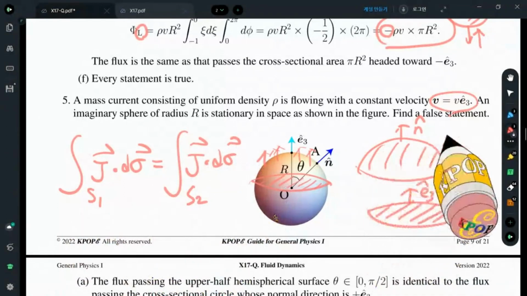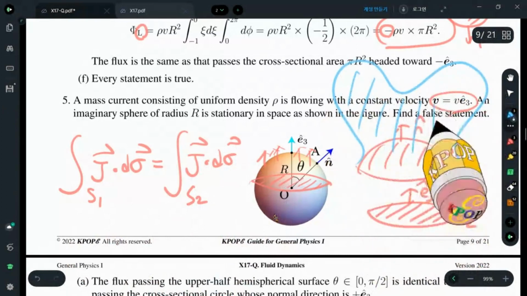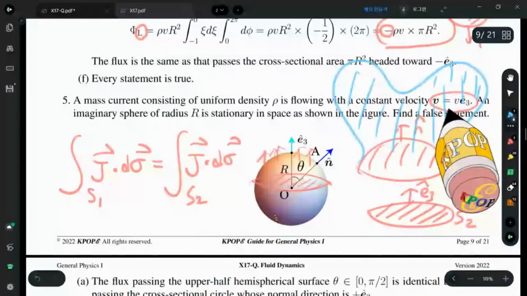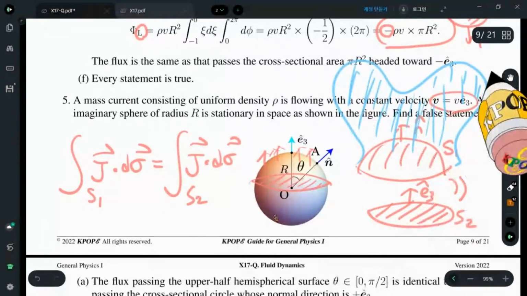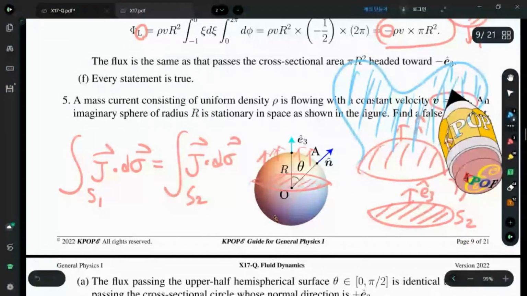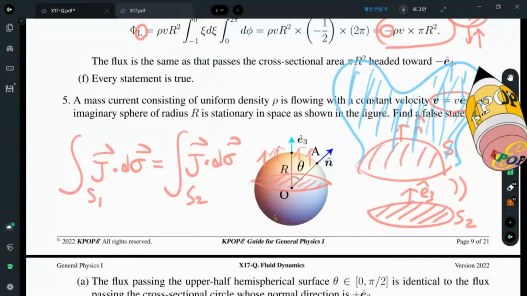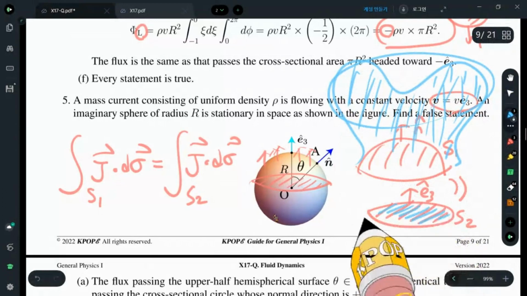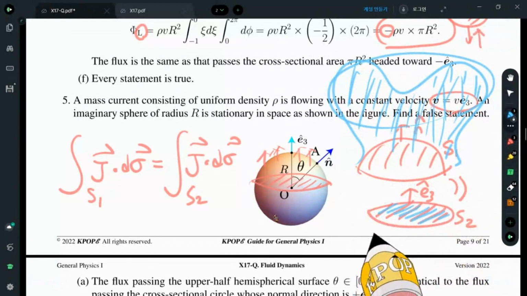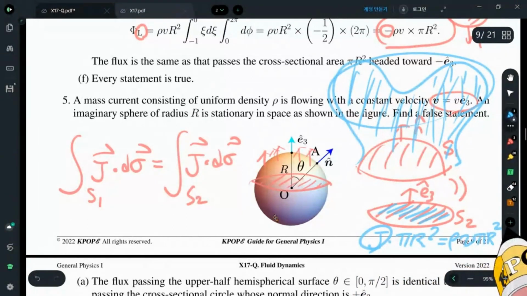In a more complicated situation with a very strange surface, if you are asked to evaluate the flux passing through this surface, it is a kind of a trap. You don't have to evaluate this integral. You just make use of the divergence theorem. This integral is identical to this integral. So what you have to do is J times pi r squared, because J is uniform, and that is rho v pi r squared. That is the answer.